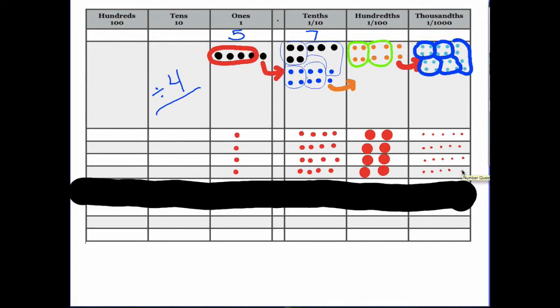So my answer would be 1. And how many dots do I have? 400. How many? 20. How many? 1 and 425 thousandths. Let's try that. Some of you are having a hard time with the division problem.